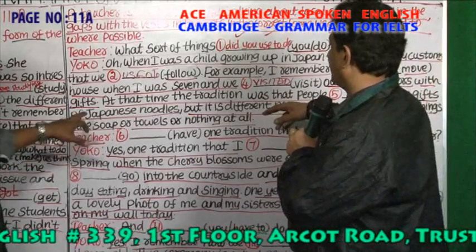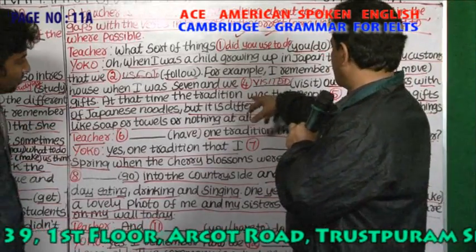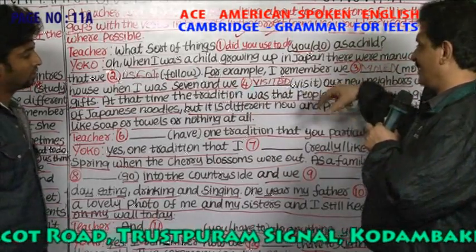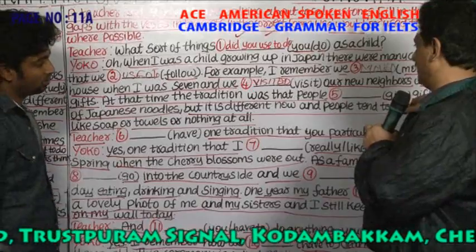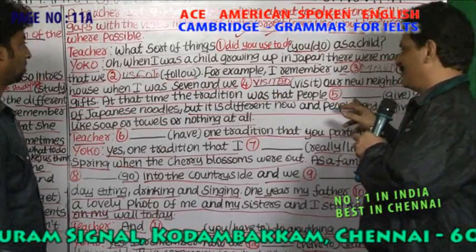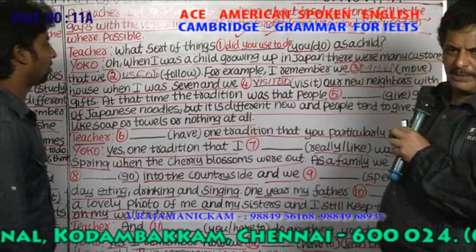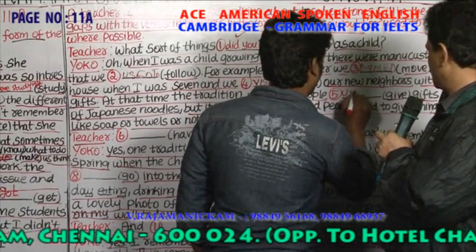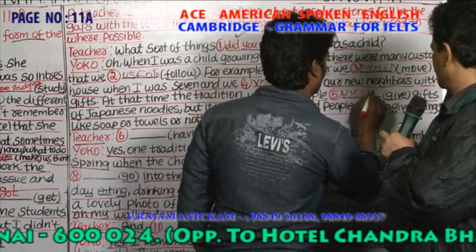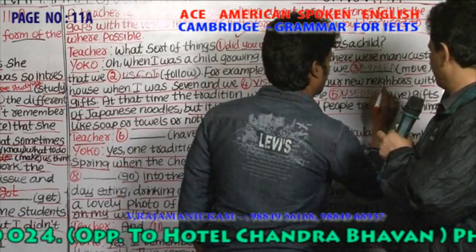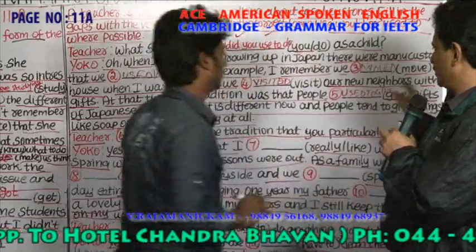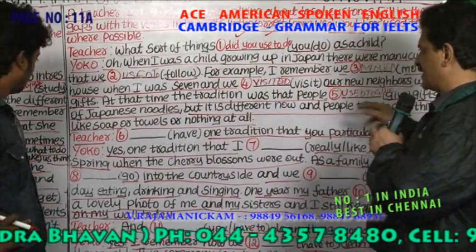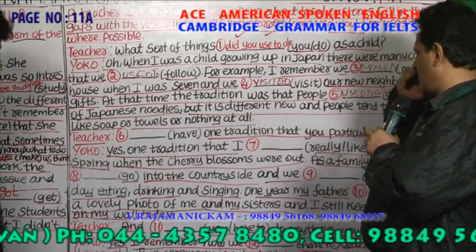Then, at that time the tradition was that earlier days the tradition was that give gifts of Japanese noodles. What is that? Used to. So in the past there was a tradition. So used to give, used to give gifts, right? Okay. Used to give gifts of Japanese noodles, but it is different now and people tend to give things like soap or towels or nothing at all.